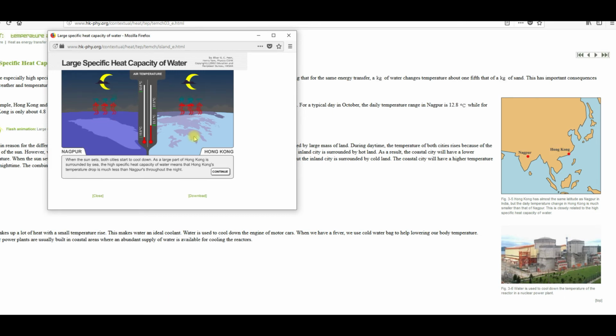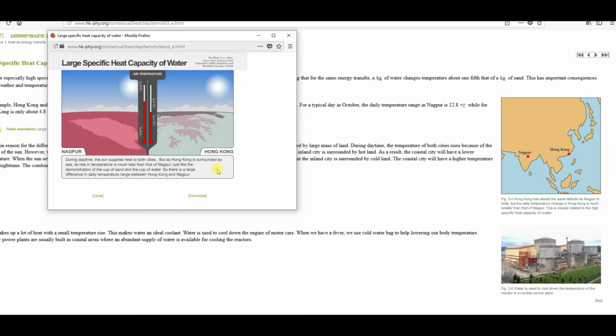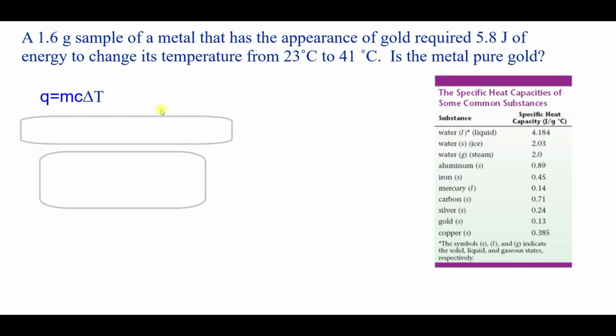And this is why we love to vacation on the coast, because the temperatures are more moderate as compared to inland, where the temperature swings are greater. As they heat up again, they both get the same radiation from the sun, but the inland city's temperature is much higher than the coastal city because the water can absorb so much heat before its temperature increases. Let's give this problem a try.